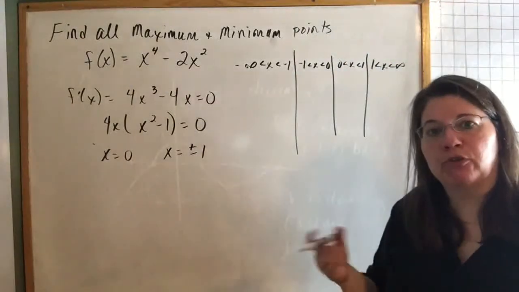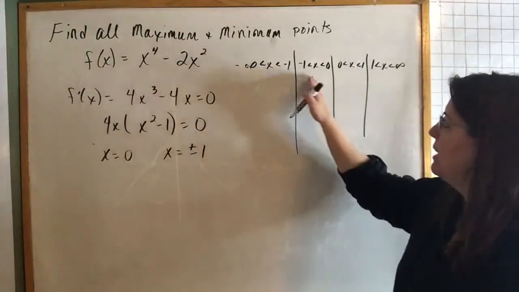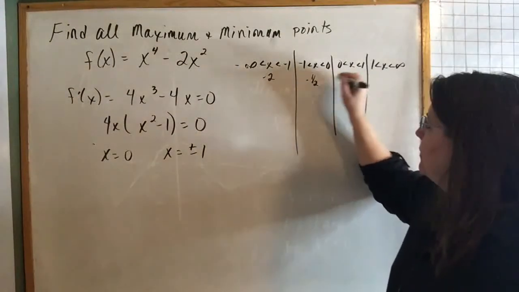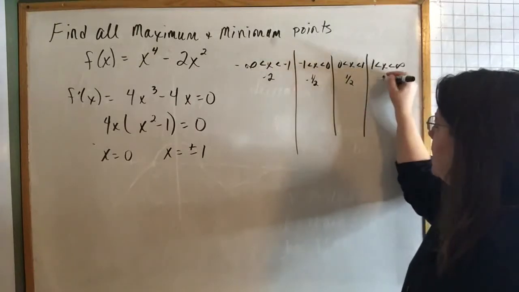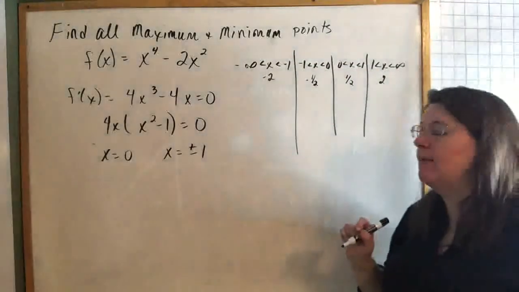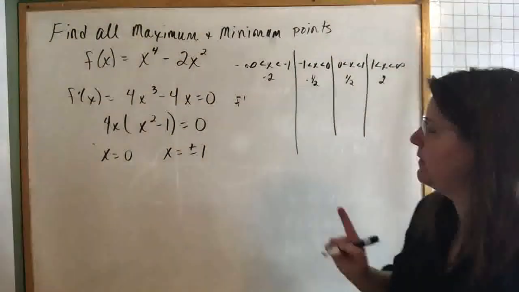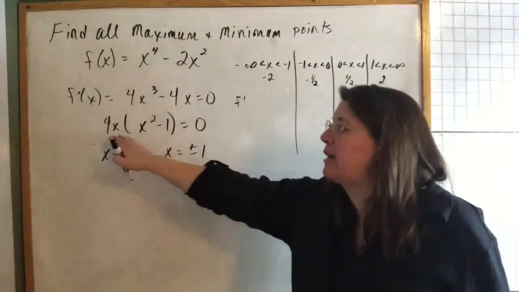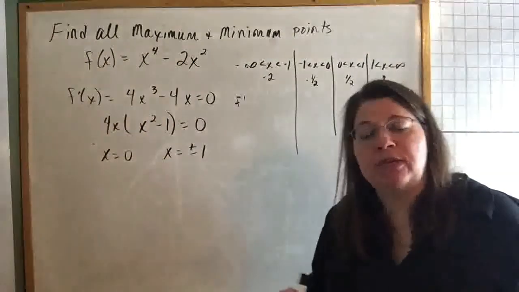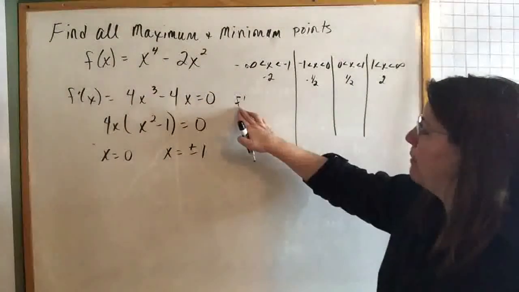And the more of these intervals you set up, the easier they're going to get. I'm going to pick values within my intervals, -2, -1/2, 1/2, and 2. And I'm going to plug those values into my first derivative. I'm going to plug into the factored first derivative because it's going to be easier to tell whether this function is positive or negative at that f prime value.